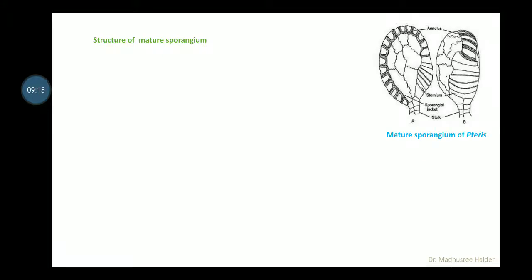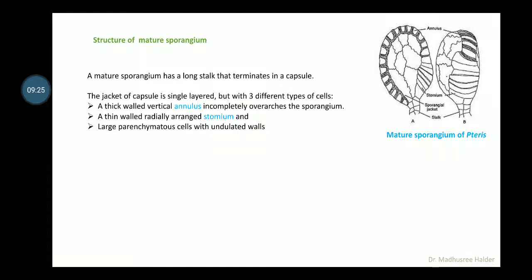Let's look at the structure of a mature sporangium. This picture shows the mature sporangia of Pteris. One is top view and another one is side view. A mature sporangium has a long stalk that terminates in a capsule. So the sporangium of Pteris is stalked, and the capsule layer, which actually bears the spores, is jacketed.